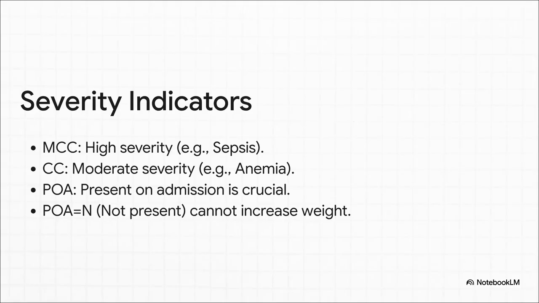Let's make this a bit more concrete. An MCC, or major complication and comorbidity, indicates high severity. Think conditions like sepsis or acute renal failure. A CC indicates moderate severity, like anemia or malnutrition.